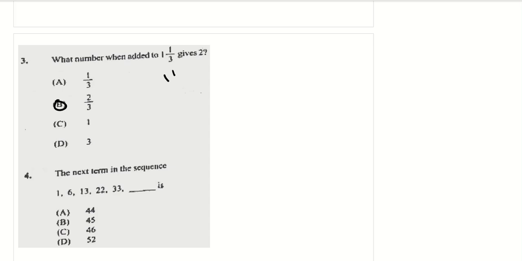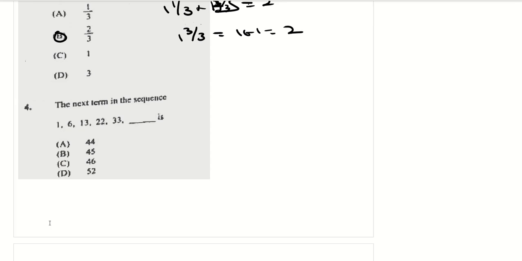We said 1 1/3 plus something will give you 2. And we tried all our answers, and we say 1 1/3 plus 2/3 would give you 1 and 3 over 3. Your denominators are the same, so you simply just add your numerators. 1 plus 2 is 3. 1 and 3 over 3 is 1 plus 1, which is 2. So the answer would be 2/3.